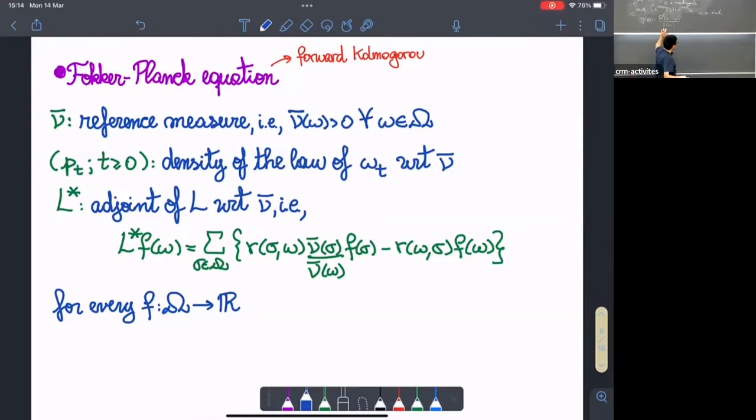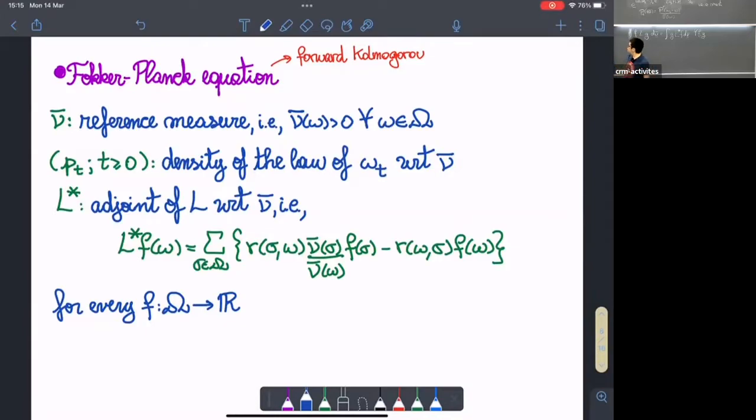The adjoint operator is something that satisfies the following relation here. This is how you define the adjoint. It's a little bit annoying because it depends on the reference measure you use. Fortunately enough, since we are working here in finite state spaces, so omega is finite, you can actually write this adjoint in an explicit way. It's right there, that's the formula. And you can see that in particular from this formula, it's not clear that L star is going to be a Markovian generator. It's not going to be the generator of a Markov chain, because it's not written in the form of something times the difference of the functions f.